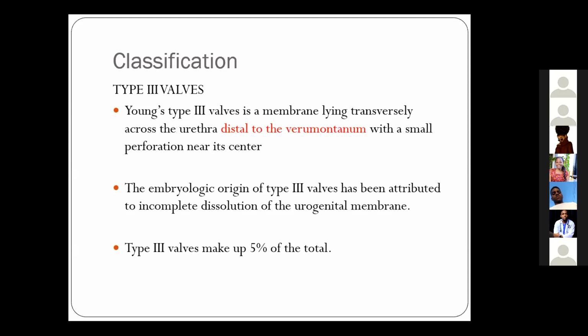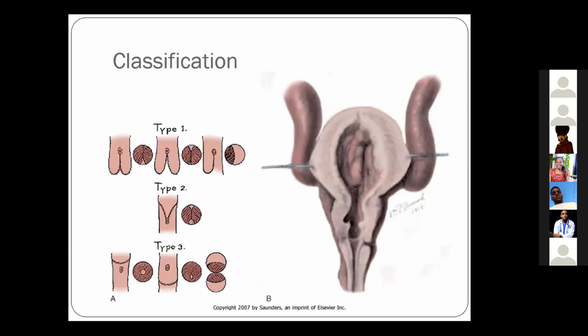Then there's type 3. This is a membrane lying transversely across the urethra. It is usually distal to the verumontanum, and it has a small perforation in the center. The embryology of these has been attributed to incomplete dissolution of the urogenital membrane. Type 3 makes up about 5%, and they usually cause more obstruction because in this case, the whole circumference of the urethra is involved, leaving just a small hole in the middle. We shall have a picture that will help us understand this.